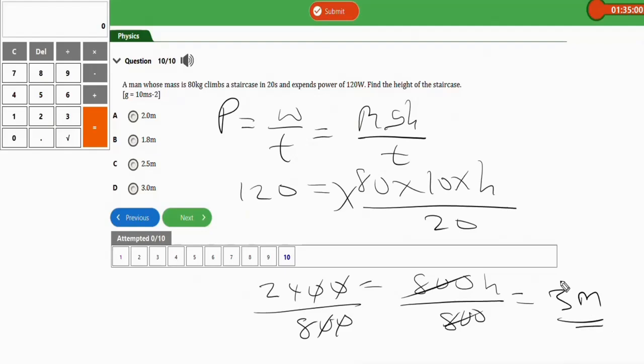So this basically can deal with problems involving power for JAMB Physics. We practiced with 10 repeated questions for this topic, power. Hope you learned something interesting from the video.